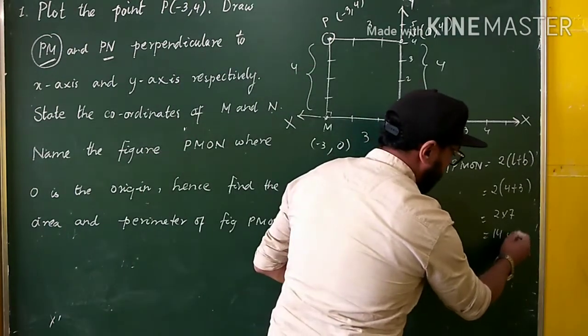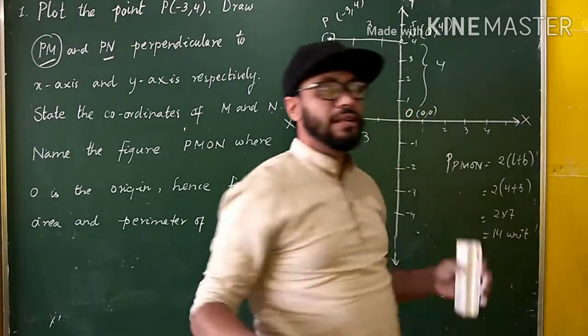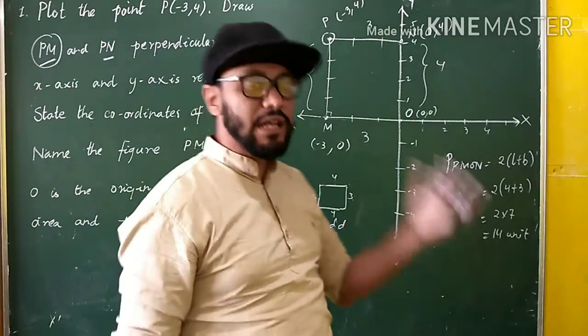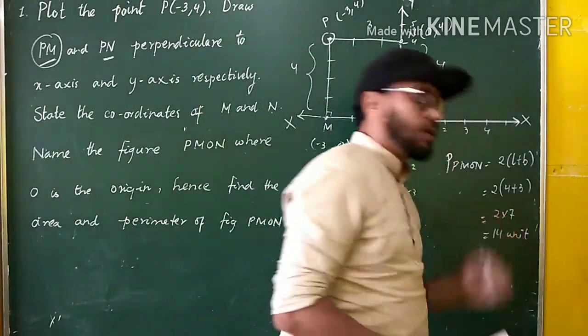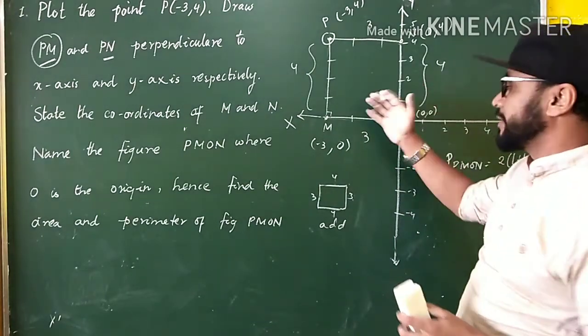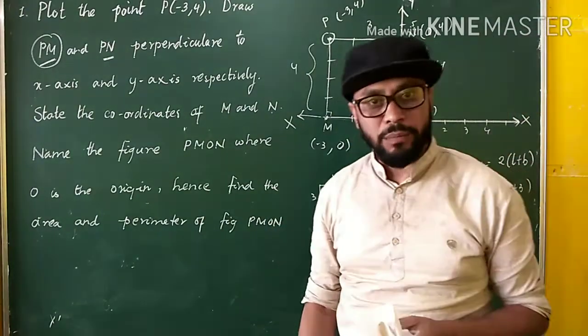So what will be the unit here? It is the length. So length is always in centimeter, meter like that. But here we don't know whether it's a centimeter or meter. So we write unit. So this is how we find the area and perimeter of different figures that are formed on the graph paper.